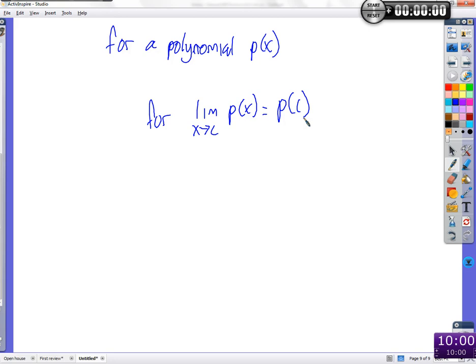Okay, so that's the nice thing about polynomials. If we can break things down into polynomials, I can plug the value into this polynomial, I can plug the value into this polynomial, and then those can interact however they will.